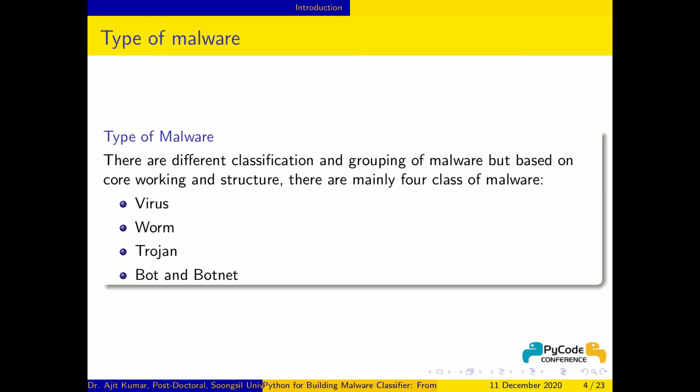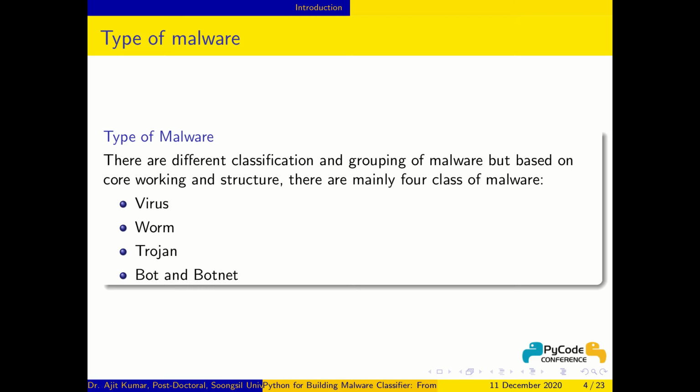Moving forward, what are the different types of malware? Malware classification or grouping is based upon how they work or their structure. Mainly it can be grouped into virus, worm, Trojan, and bot and botnet. A virus program has a special replication: it attaches itself to some program and needs a host program to execute, whereas a worm is self-replicating. It can replicate over a network by itself and doesn't need any user interaction.